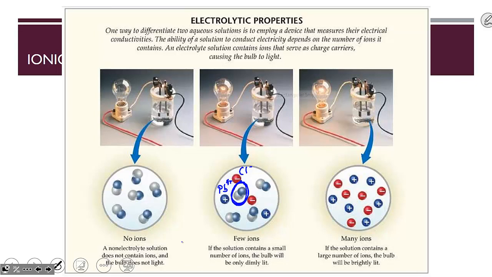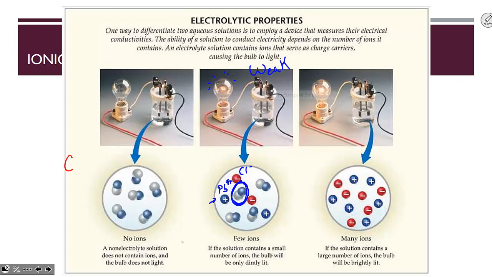And remember, as a compound, they don't conduct electricity. So having only a few ions in solution means that a light bulb would be very dim. These are weak conductors of electricity, so we call these weak electrolytes. If something does not dissociate at all, we call it a non-electrolyte.